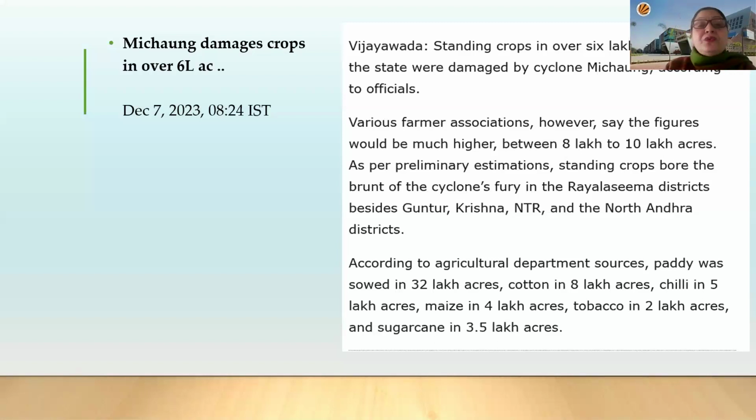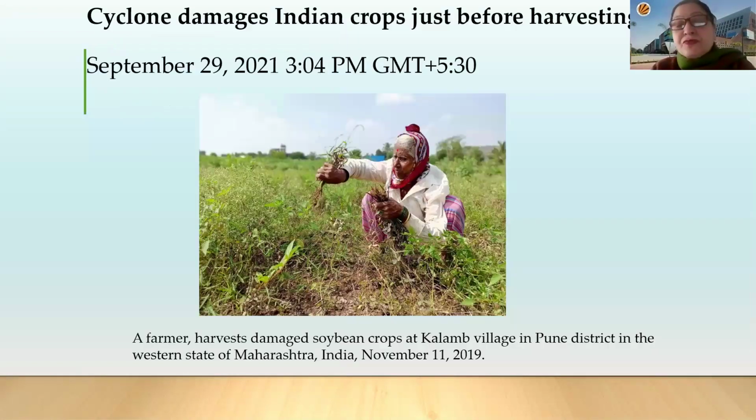Then there was a cyclone, which you can see, she's harvesting the soybean crop, and the soybean crop was fully damaged due to Cyclone Michaung in the Pune district. So cyclones are very damaging for the crops. The next calamity or disaster is floods.